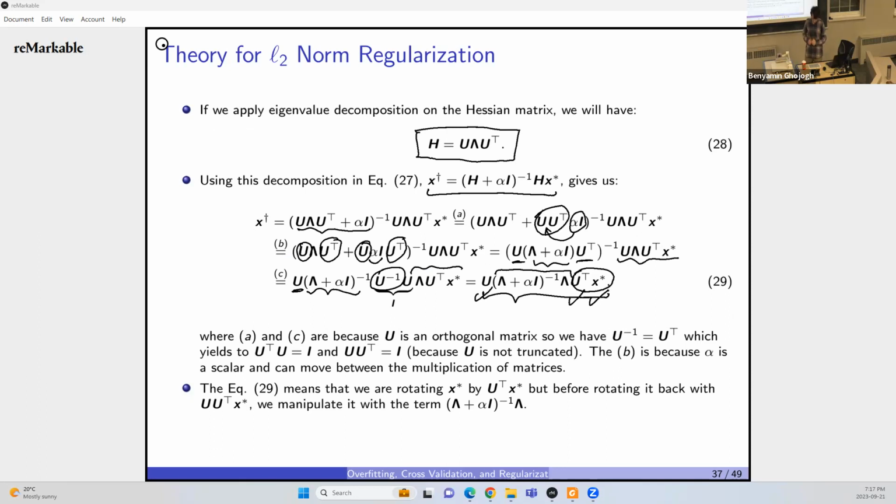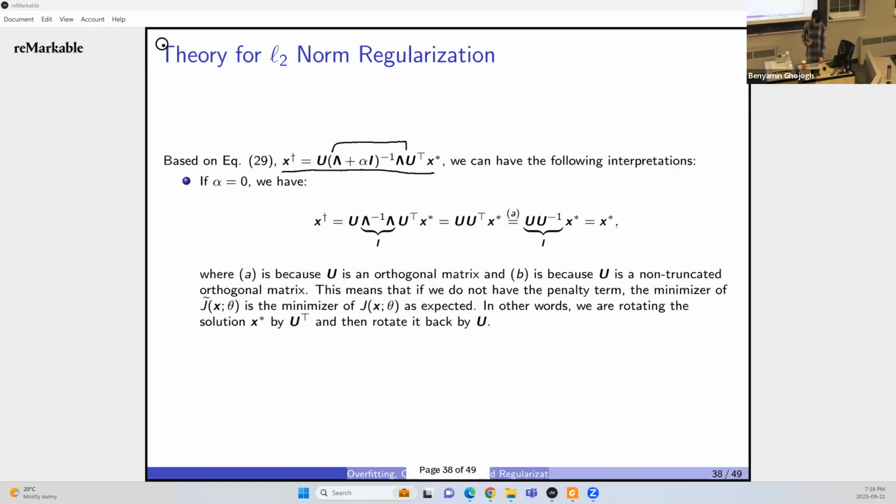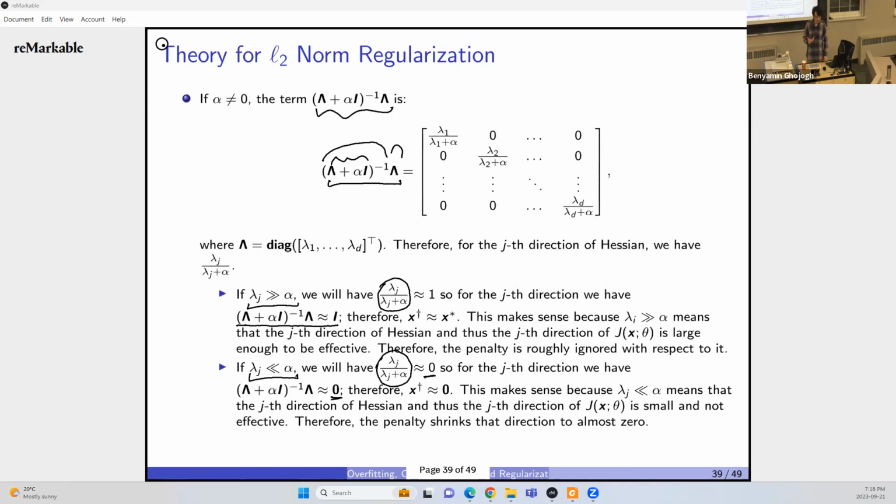Now we are analyzing that. So you are saying that it has U transpose X star. If we didn't have this term that appears because of regularization, X dagger becomes X star because I haven't truncated U. So it just means that it rotates X star in the same space and rotates it back. It will be exactly where it was. The reconstruction error is 0 here because I haven't truncated U, right? So now we are analyzing the effect of the regularization term by this.